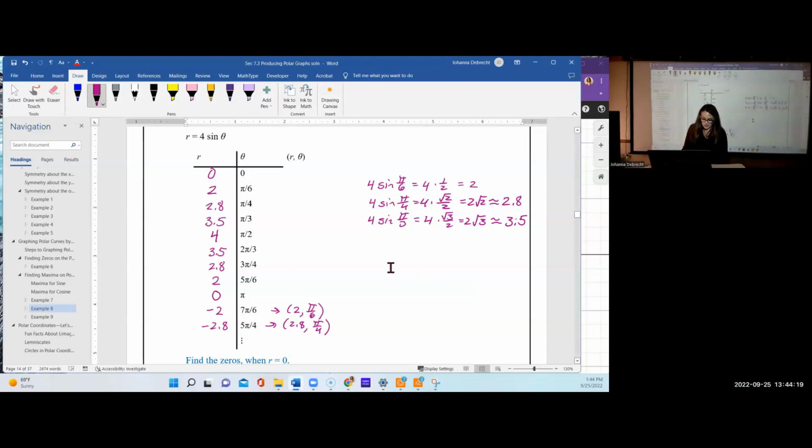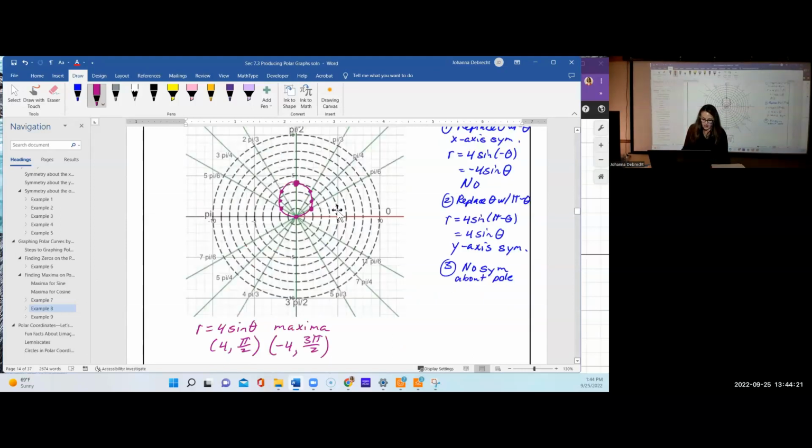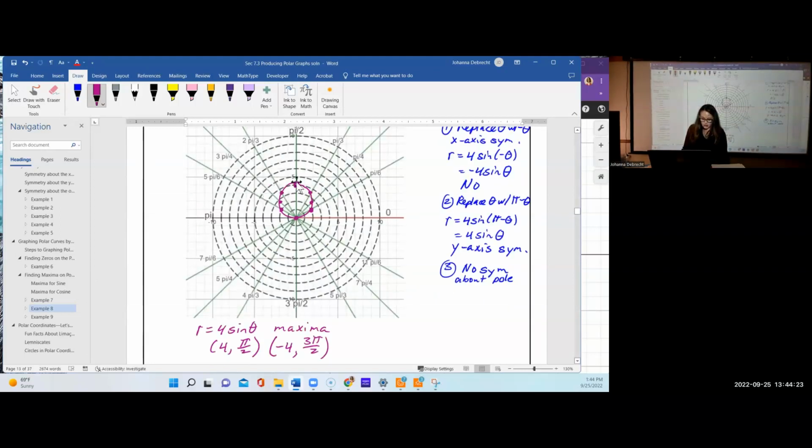Now what you do is you simply take those points and you plot them up here on the unit circle. So on the pi over 6 line, we plot 2. On the pi over 4 line, we plot about 2.8. On the pi over 3 line, we plot about 3.5.